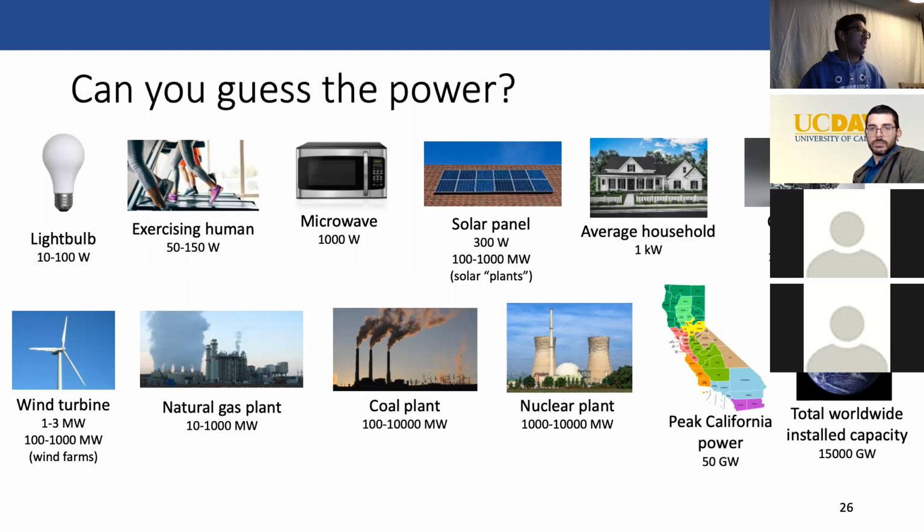If you're an exercising human, you're putting out constantly maybe 50, 100, maybe at the upper end, 150 watts of power. But it's really hard to consistently have an output power above 200, 250. You'll gas out pretty quickly. Microwaves are about 1 kilowatt, 1,000 watts, a fairly high power draw application for homes.